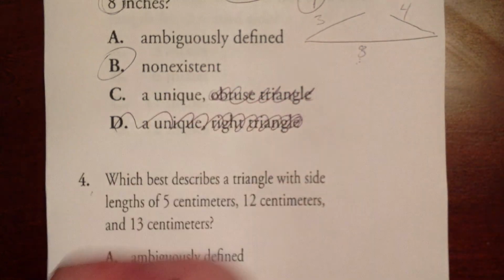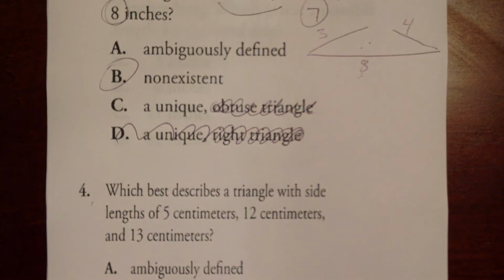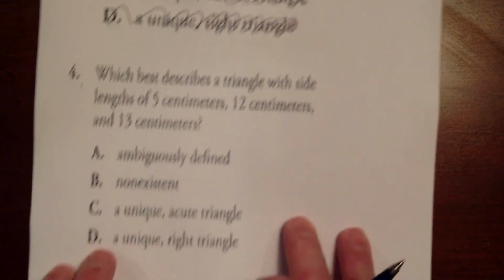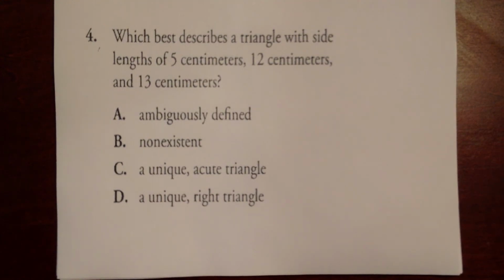We're looking for non-existent, which means that one cannot exist, like this right here. And then we're looking for a unique one where all the measures are the same. The side lengths are the same. Not the angles, but the measures of the side lengths. So again, which best describes a triangle with a side length of 5, 12, and 13?